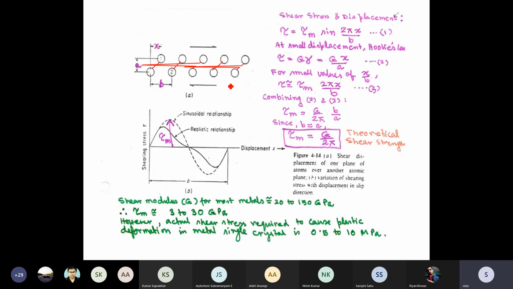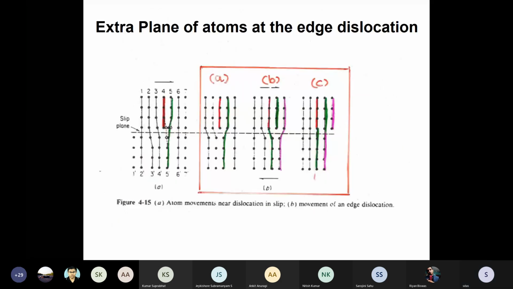Then we introduced the concept of dislocations. Okay, we know edge and screw dislocation. But what good does it do to understand this behavior? It is so low, the strongest known material's shear strength, compared to the theoretical shear strength of the material.